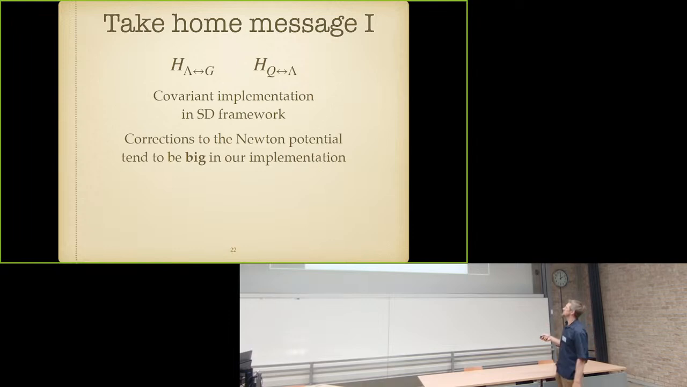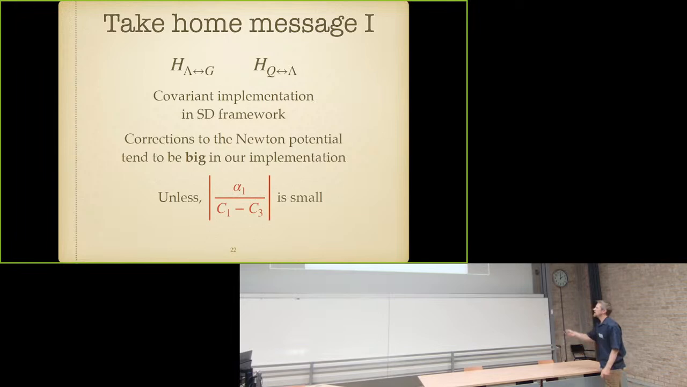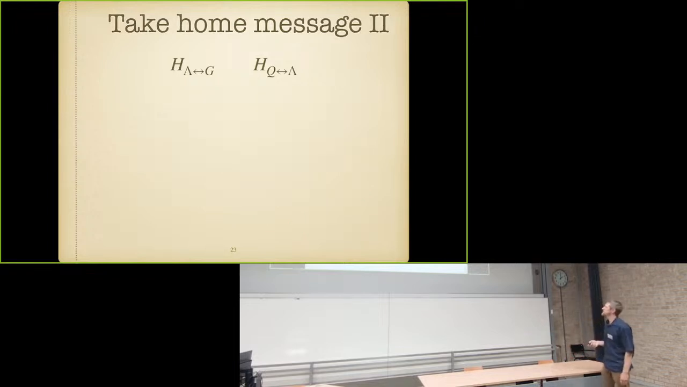And now my time is at 1 minute, so the take-home message. The take-home message is not really our model. The take-home message is to take these two hypotheses, which I think are reasonable, good questions to ask, and if you do this, you find possibly big corrections to the Newton potential in this experimental setting, unless these ratios are small parameters. And this will be tested. This is, I think, very cool.